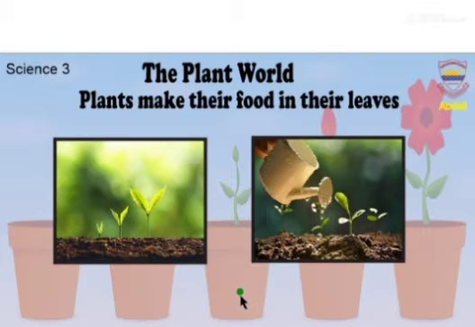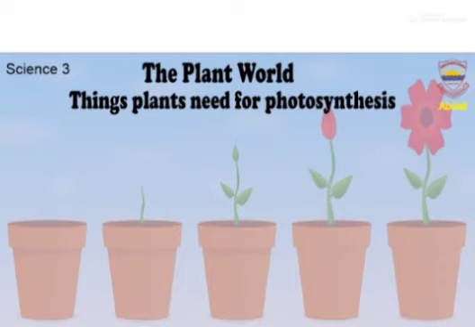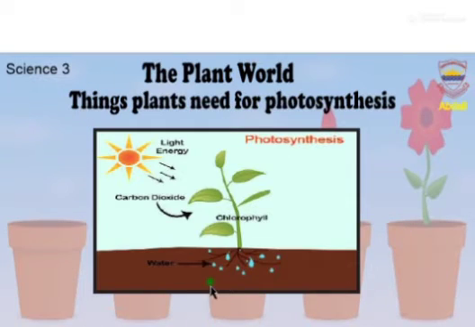Let's move towards our next slide, which is about the things plants need for photosynthesis. Plants need four things: water, carbon dioxide, sunlight and chlorophyll to make their food.